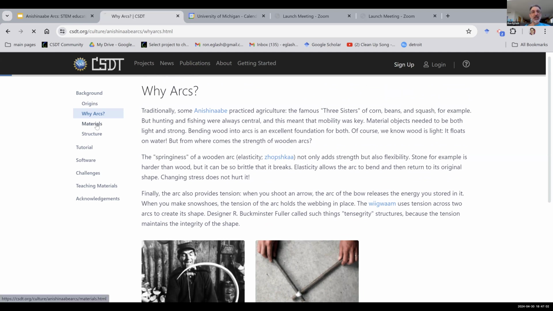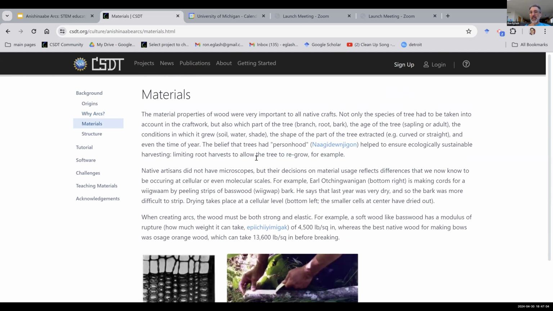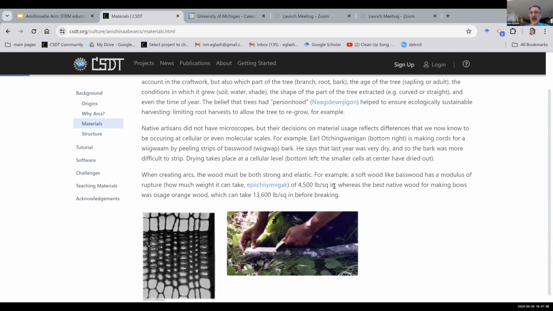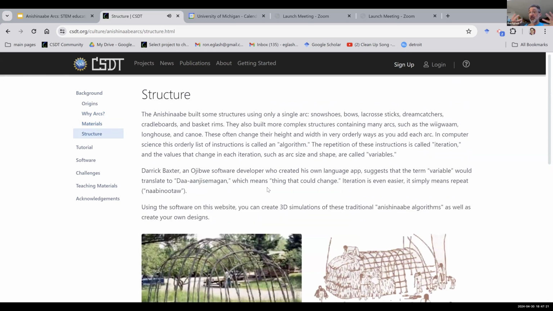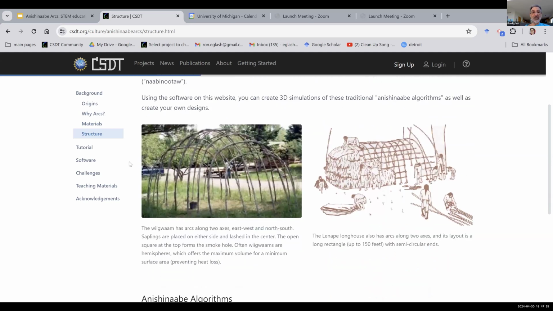language. We dive into what folks were telling us about going out in the forest and harvesting these epichiimagok for the modulus of rupture, right? You want the species of tree that can hold the most force. Epichiimagok. And then the structures themselves. And so what's the geometry that's being involved here?